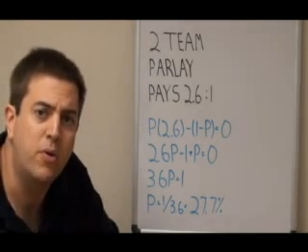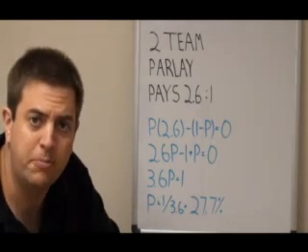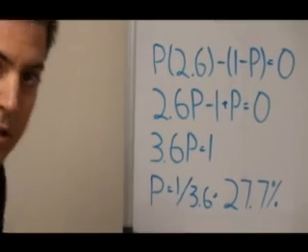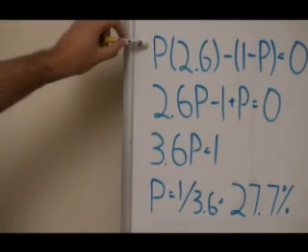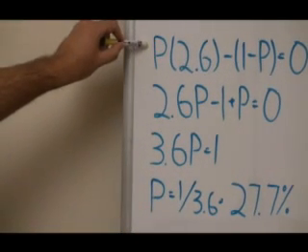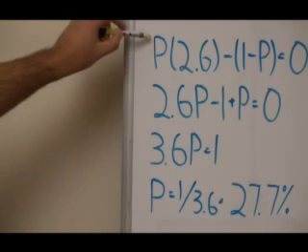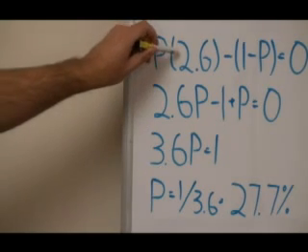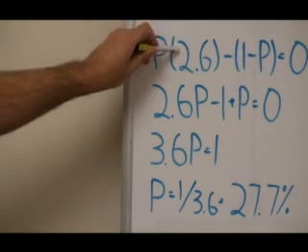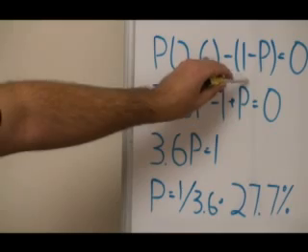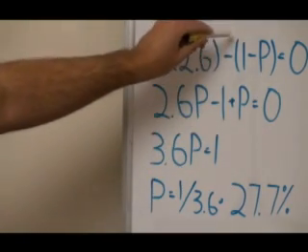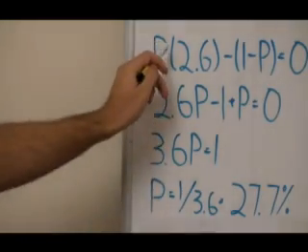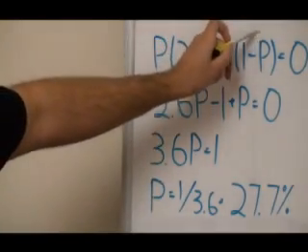Now what is the break-even point on a two-team parlay paying 2.6 to 1? This is an easy problem with algebra. Let P be the odds of you winning the whole parlay, that is winning both legs. If you win, which will happen P% of the time, you win 2.6 times what you bet. If you lose, which happens 1 minus P, you lose the amount of the wager, which is 1. If you're playing a break-even game, your average winning plus your average losses will be 0.